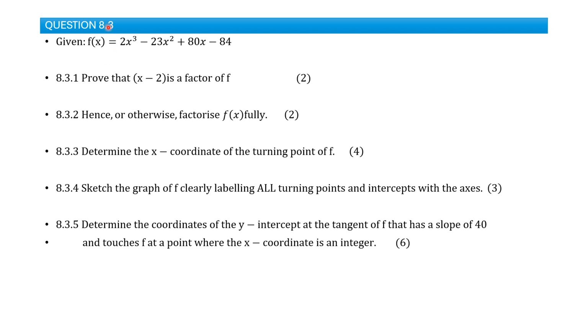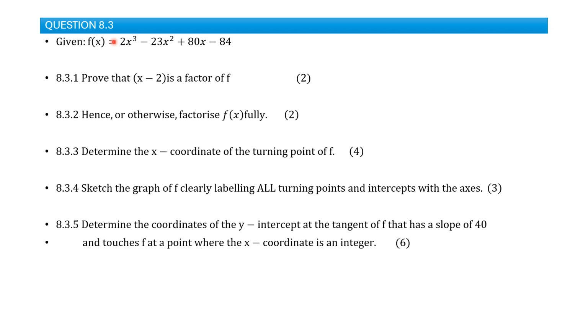It was question 8.3. They gave us an equation: f of x equals 2x cubed minus 23x squared plus 80x minus 84. So to plot the graph, number one, I need factors. First they ask that you prove x minus 2 is a factor of f, and then otherwise factorize fully.